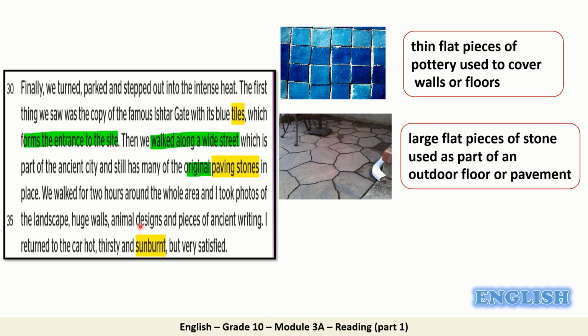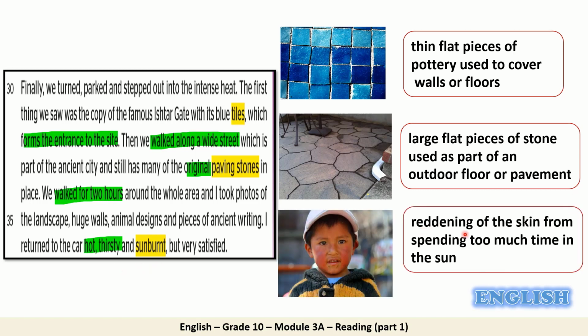The next one: we walked for 2 hours around the whole area and I took photos of the landscape, huge walls, animal designs and pieces of ancient writing. I returned to the car hot, thirsty and sunburned, but very satisfied. Here the context clue is that the writer walked for 2 hours and when he returned to the car he was hot, thirsty and sunburned, which means reddening of the skin from spending too much time in the sun. I hope it's clear now.